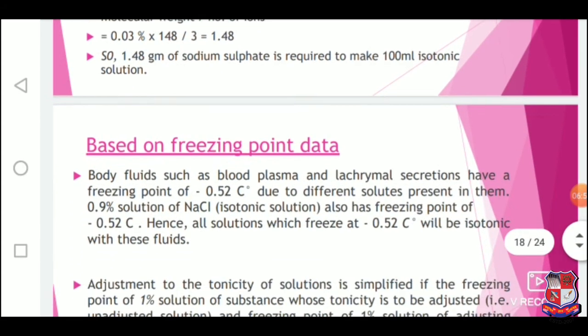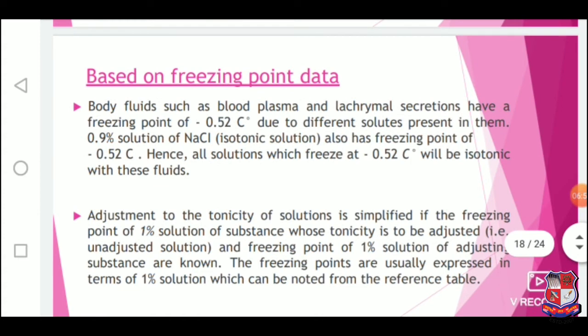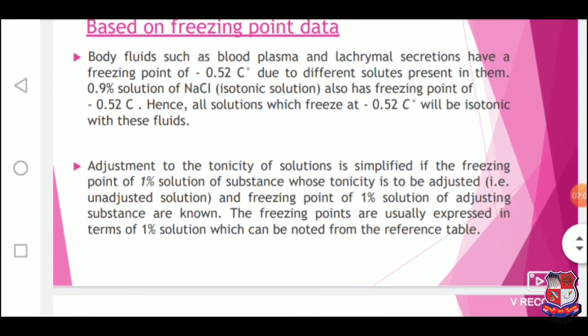Based on freezing point data, body fluids such as blood plasma and lacrimal secretions have a freezing point of minus 0.52 degrees centigrade due to the different solutes present in them. A 0.9% solution of NaCl also has a freezing point of minus 0.52 degrees centigrade. Hence, all solutions which freeze at minus 0.52 degrees centigrade will be isotonic.